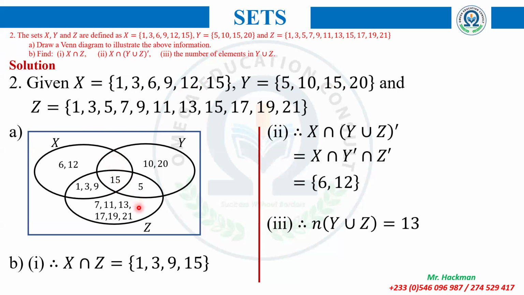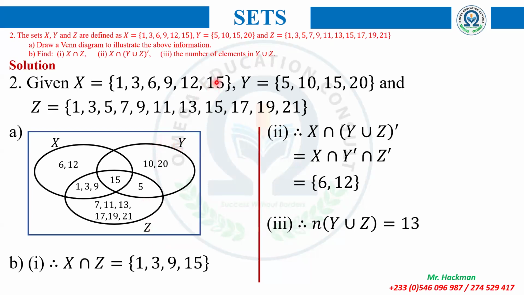Then you go to either of these two. I am going to start here. Here we are looking at the elements in X and Z only. So if we are looking at X and Z only, then we are looking at the elements in X and Z, but not in what? In Y.